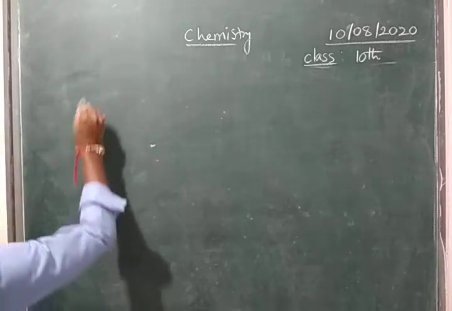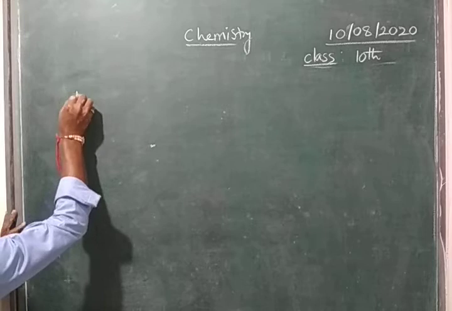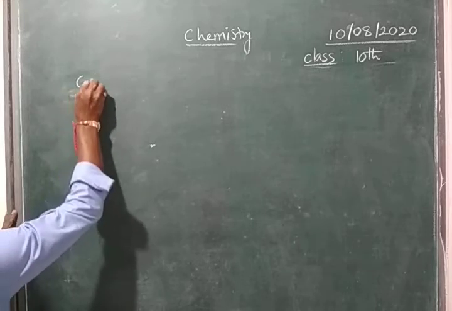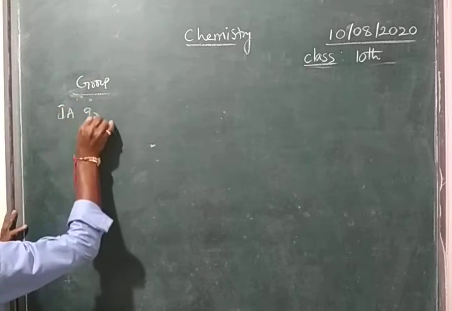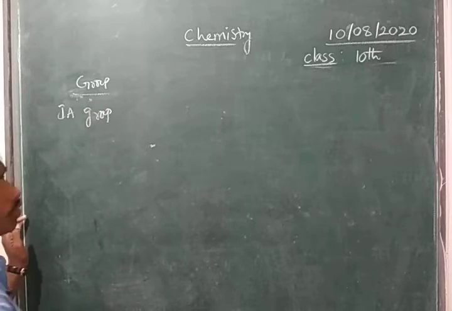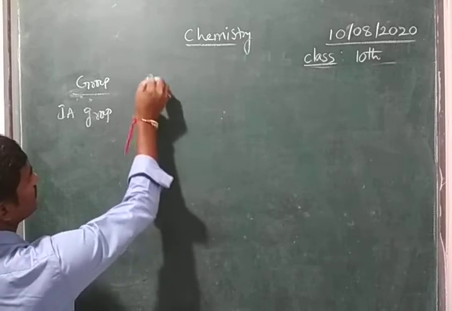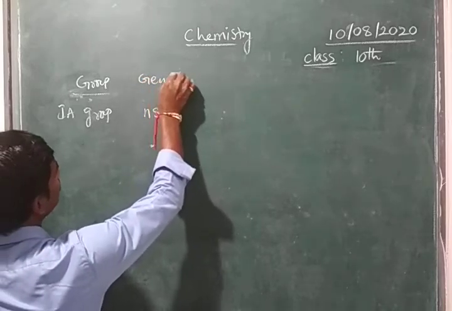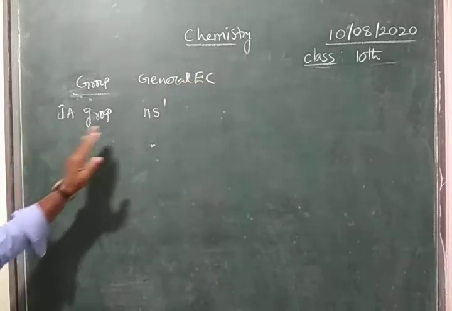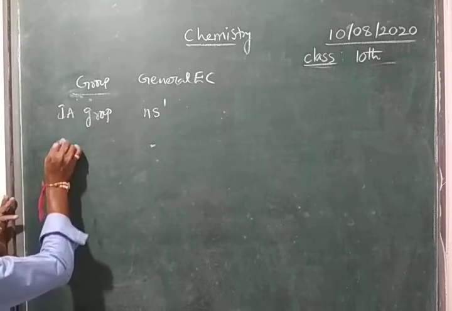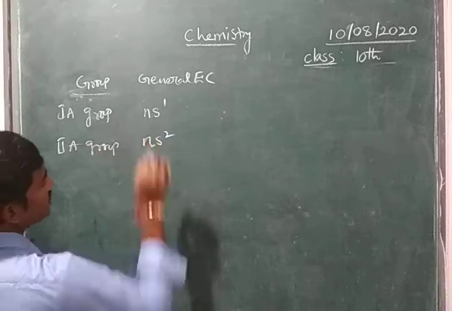Right children? See here, suppose if you take the first A group element. First we have to consider the group. Suppose we take the first A group. The general electronic configuration for first A group elements is NS1. Then for the second A group elements, we have to consider NS2.